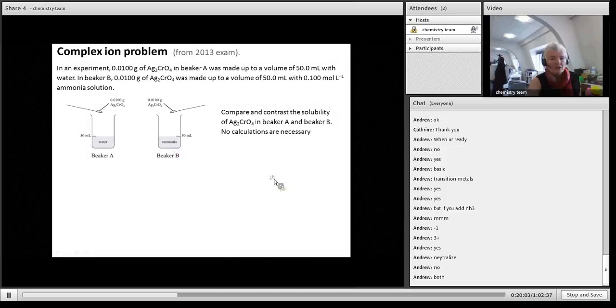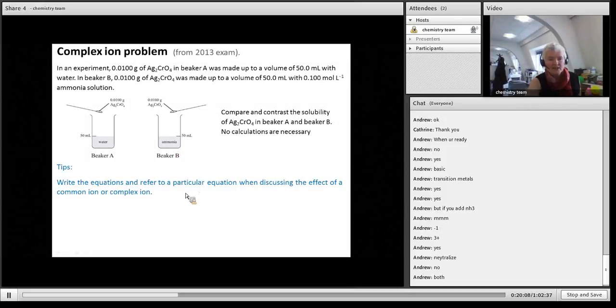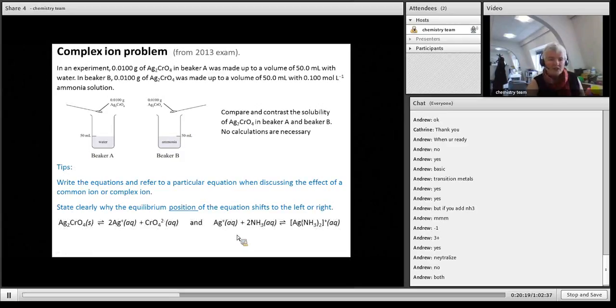So what you basically got to do is write the equations and refer to that particular equation when discussing the effect, and then show the equilibrium position shifting to the left or right for your equation. Now, here's my equation, my silver chromate, solid, always put in your states at level 3, in equilibrium with silver ions aqueous and chromate ions aqueous. Now, the other equation is forming the complex ion. So the silver ions react with 2 ammonia molecules to give me this complex.